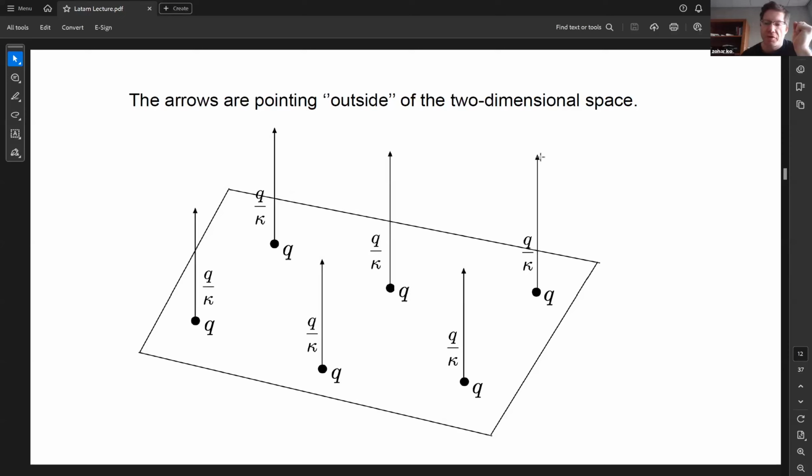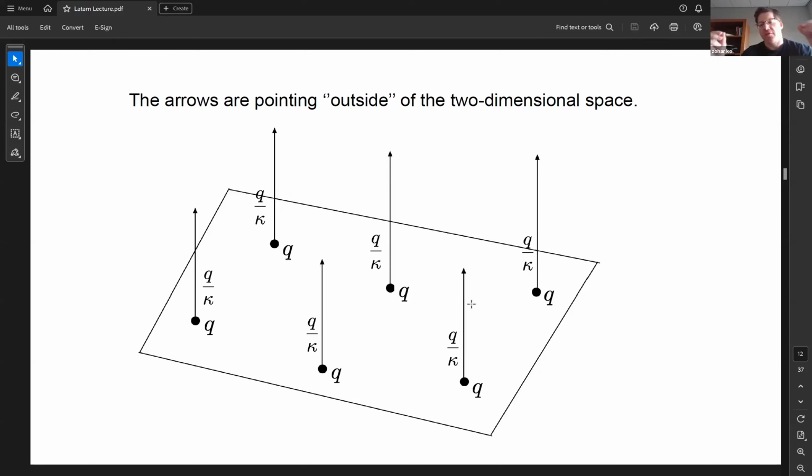And I drew an arrow for the magnetic field because space is three-dimensional and physical realizations of the Chern-Simons interaction are on a plane inside three dimensions. So the magnetic field on the plane is a scalar, or more precisely a pseudoscalar, but physically, of course, it's an arrow that's pointing out of the plane. That's a transverse magnetic field.